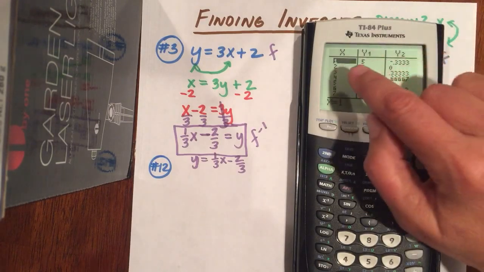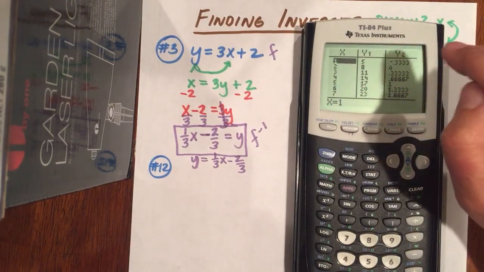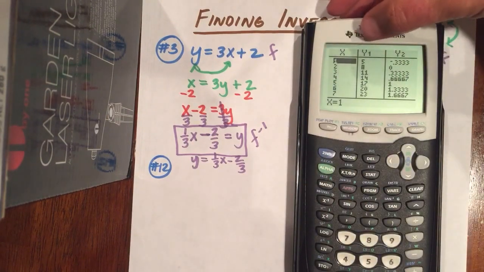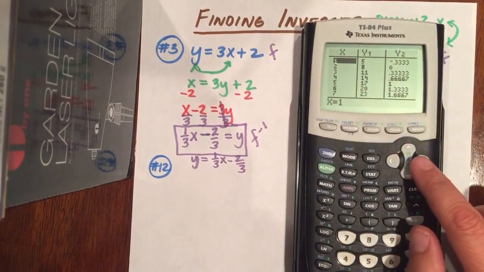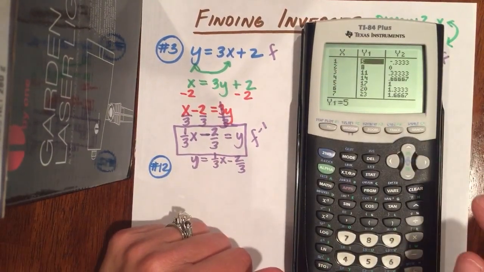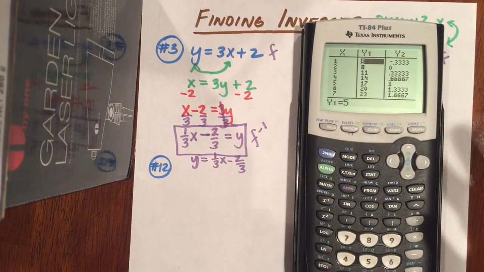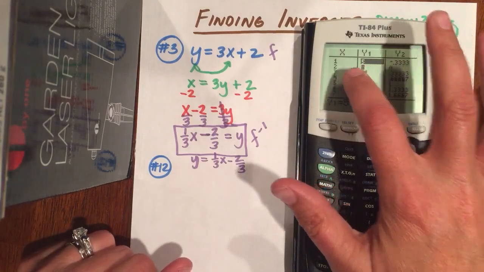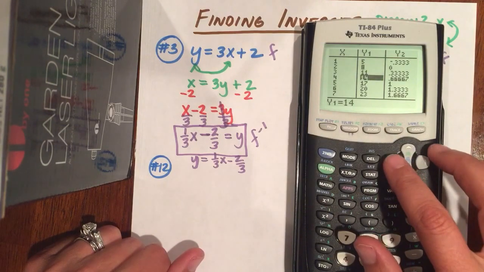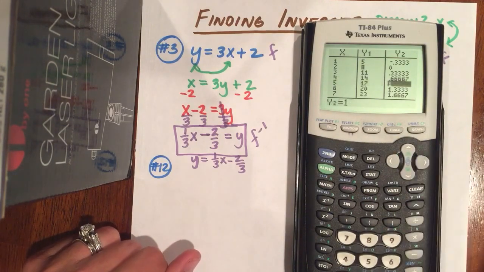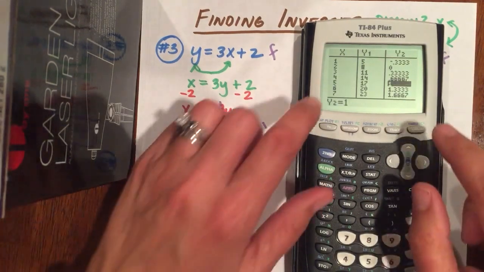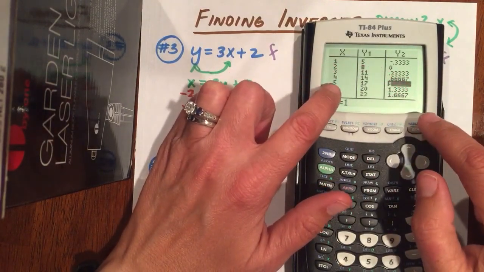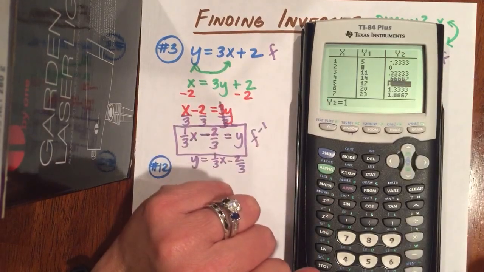Okay. According to the rules for inverses, the first two are your original function, x and y. So when x is 1, what should y equal? 5. Okay, that's your first one. Well, that means for the inverse, when x is 5, y should be 1. And that's true. You can see, when x is 1, y is 5. For the inverse, when x is 5, y is 1.